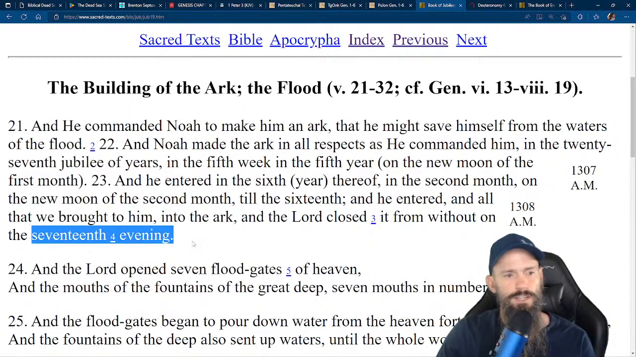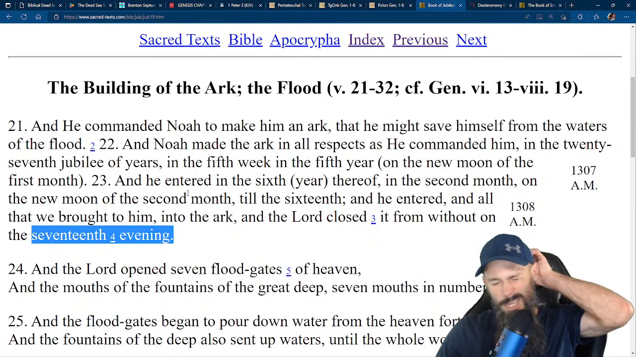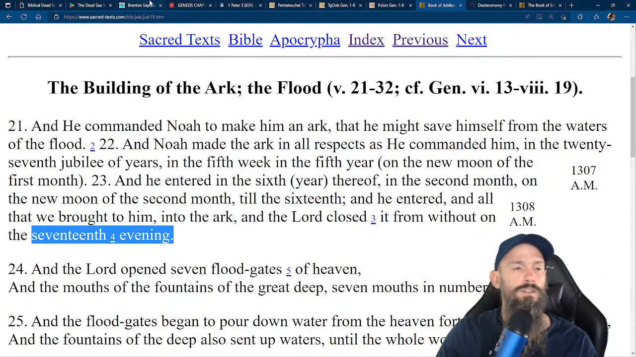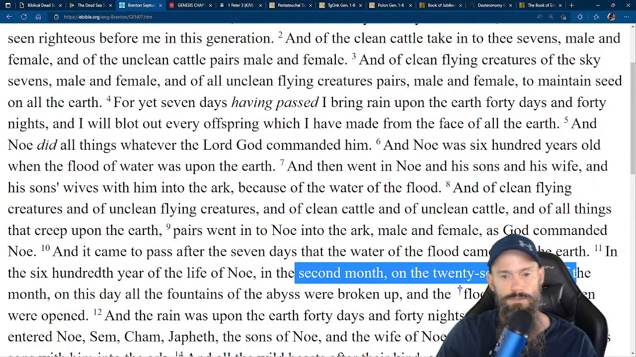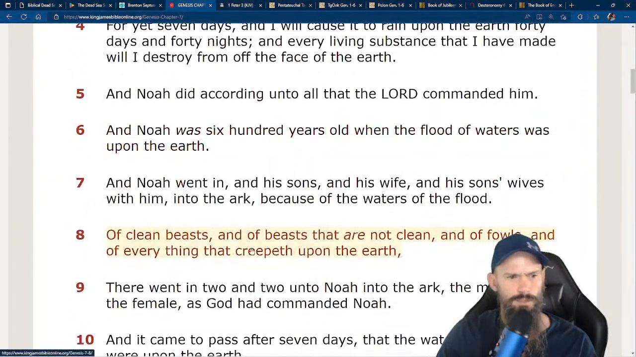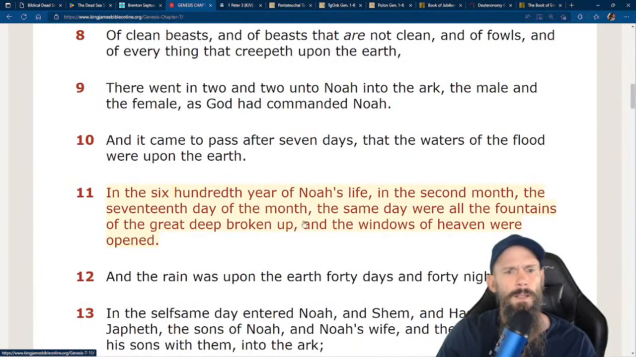So the 17th, second month, second Hebrew month, so around May 17th. Second month, 17th. Second month, 27th. Second month, 17th. KJV. Got it.